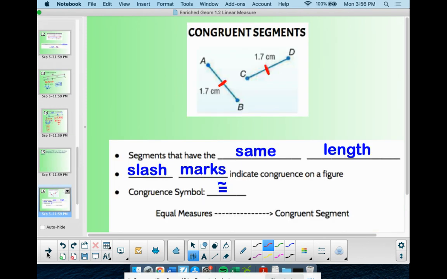And then the last thing we want to talk about before I let you go is congruent segments. It's exactly what you think it is. If you know what congruent means, it means that they're identical, the same. So congruent segments will have the same length. In a picture, we indicate this by these little slash marks. You see these little slash marks here? Those are telling us that segment AB is congruent to CD.